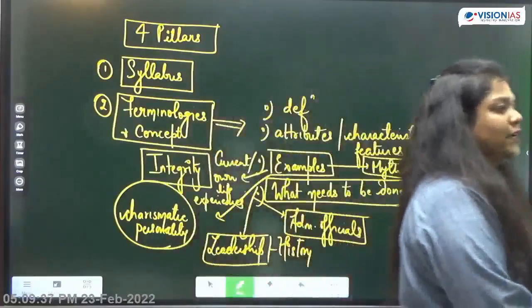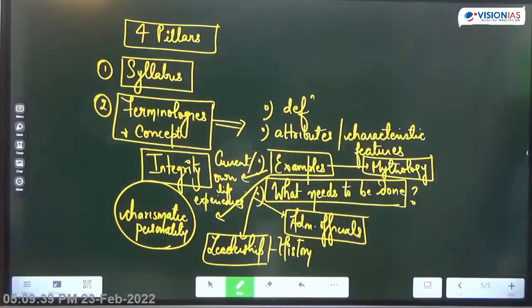So it totally depends upon you from where you intend to pick the examples. Whether the examples are from mythology, from administrative officials, or from some kind of leadership or charismatic personalities, this is how it has to be done. Is this very clear?